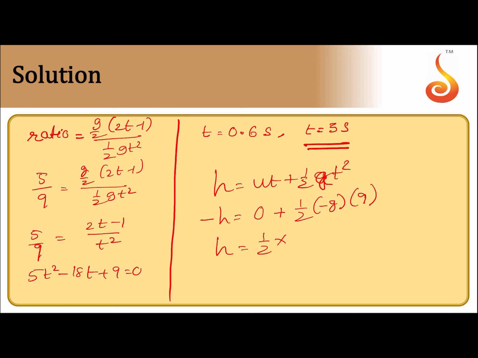We can take g as 10 and this is 9. So, this turns out to be 45 meters. Therefore, the height of the tower, or the height from which the body has been dropped, is 45 meters.